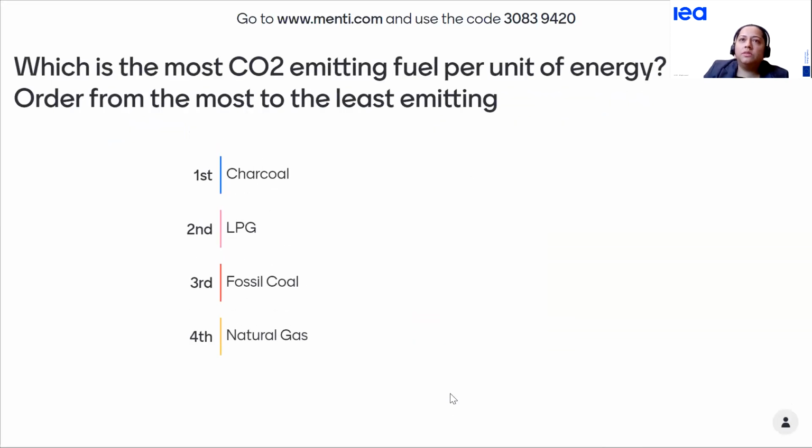We have another question. Which is the most CO2 emitting fuel per unit of energy? Here you have to order them from the most to the least emitting. So think about which one emits the most. Is it charcoal, LPG, fossil coal, or natural gas? Which one emits the most to the least? Here you have to classify them.